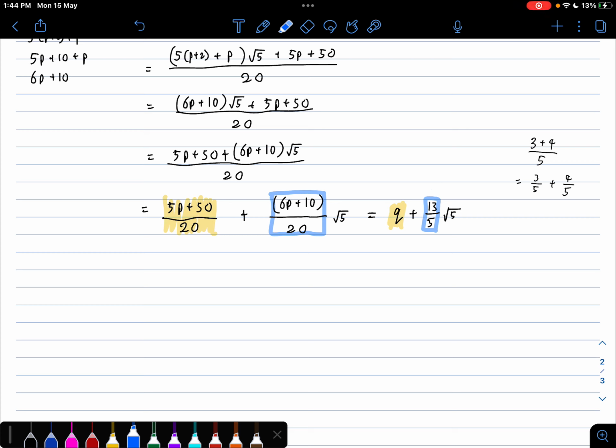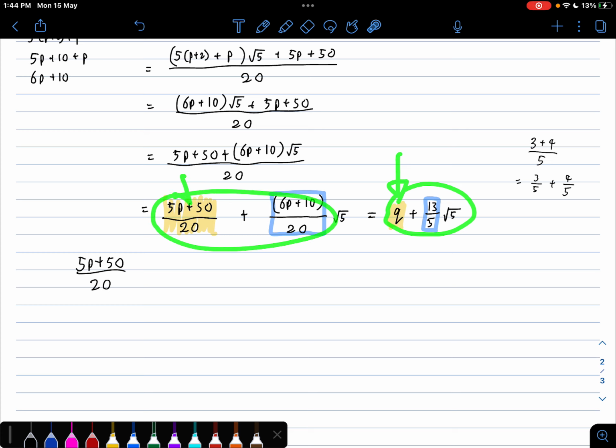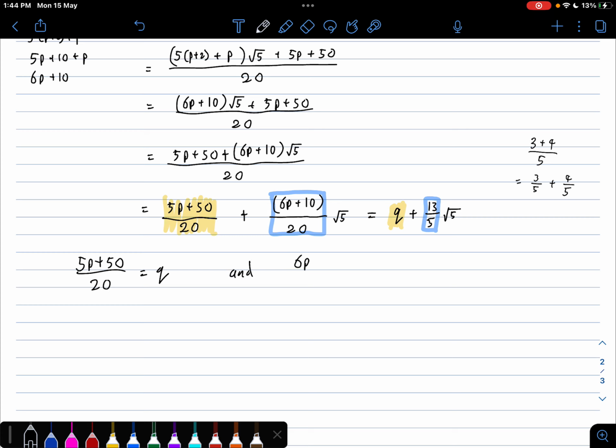Then from this, we can compare yellow with yellow, blue with blue, right? So 5p plus 50 divided by 20, the rational part of this expression on the left-hand side, is the same as the rational part, this guy, of the right-hand side. The yellow with the yellow equals q. Likewise, you compare the coefficients of root 5: 6p plus 10 over 20 equals 13 over 5. Good. So from here, you can see that this one only has one unknown, p, so we can solve for p.